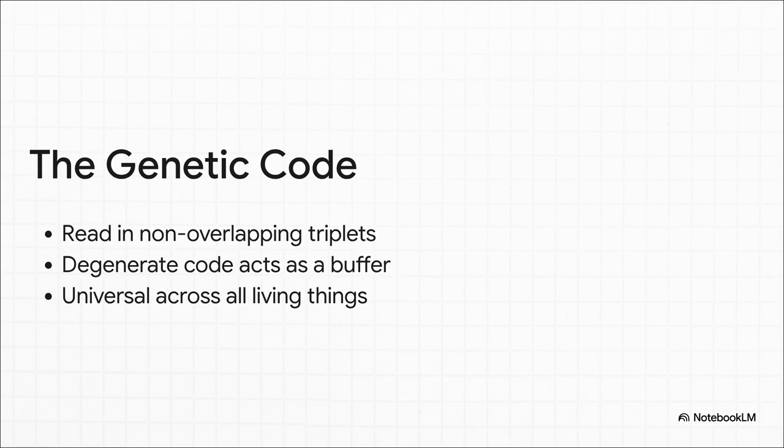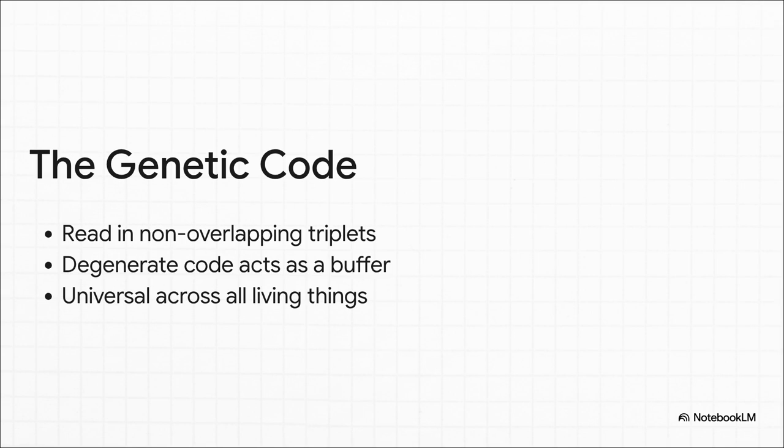The rules of the genetic code are strict, but they're brilliant. The sequence of bases is read in triplets, called codons. Basically, 3 letters equals 1 amino acid. It is non-overlapping, meaning you read 3 letters, then you read the next 3, without sharing any bases.